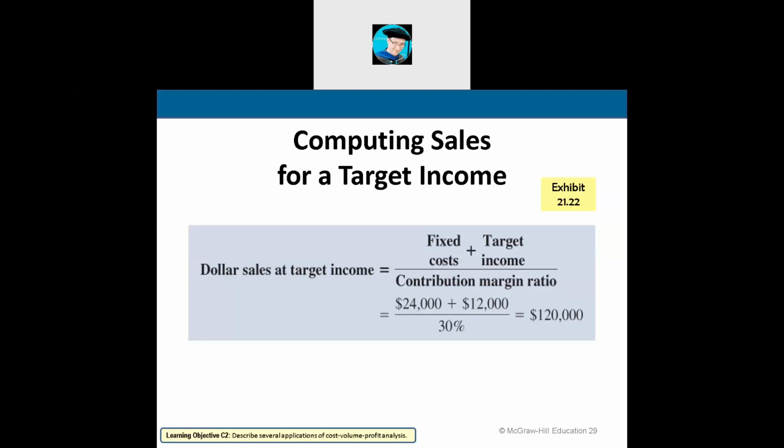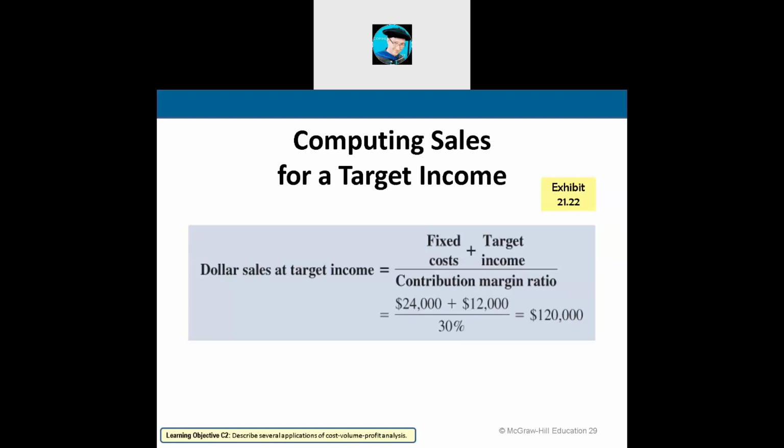We take our fixed costs, 24,000 in our earlier example, plus our target income. Let's say we want our net income to be 12,000 bucks. Okay, that's respectable. Nice little profit. We want our profit to be $12,000 at the end of the month. Our net income. Great idea. So take your fixed cost plus your target income divided by the contribution margin ratio.